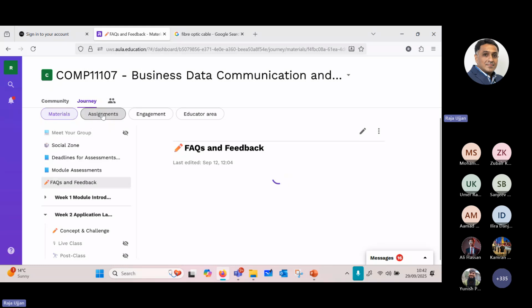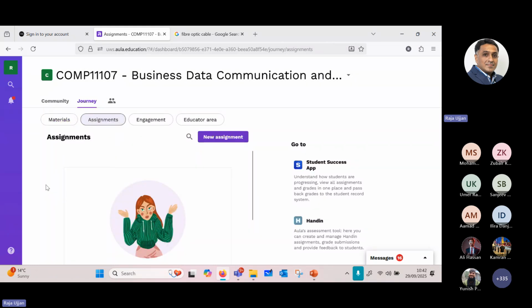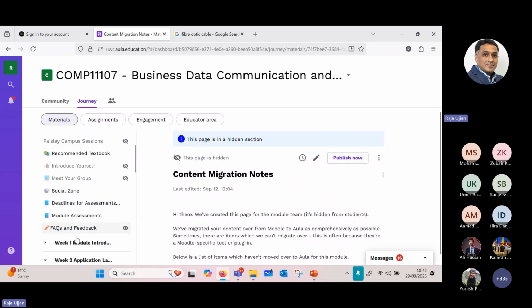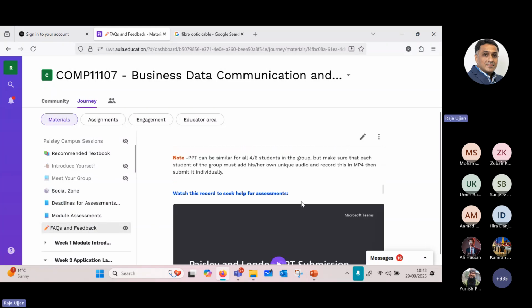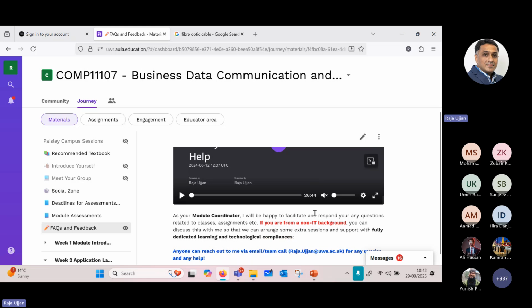Before this deadline comes, I will run through completely what to do in the verbal presentation, but make sure you start working on it right now and check the frequently asked questions, FAQs, and feedback. This is very, very important. Everybody needs to read it carefully. Watch this carefully, all the information you need you will get from here.